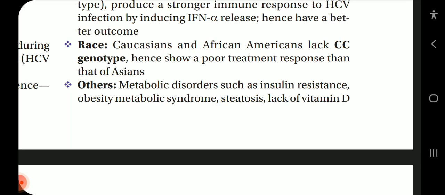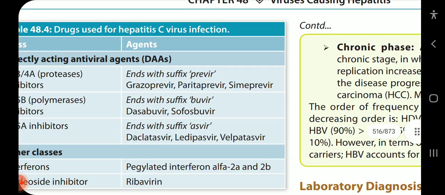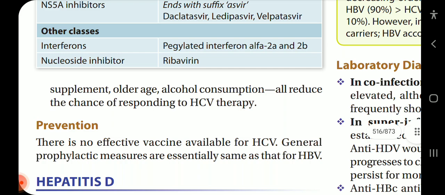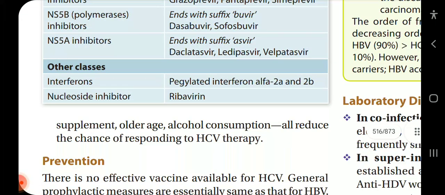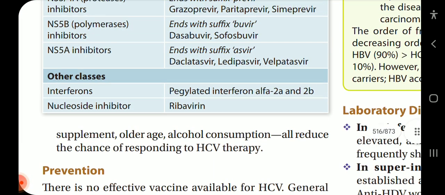Others. Metabolic disorders such as insulin resistance, obesity, metabolic syndrome, steatosis, lack of vitamin D supplement, older age, and alcohol consumption all reduce the chance of responding to HCV therapy.